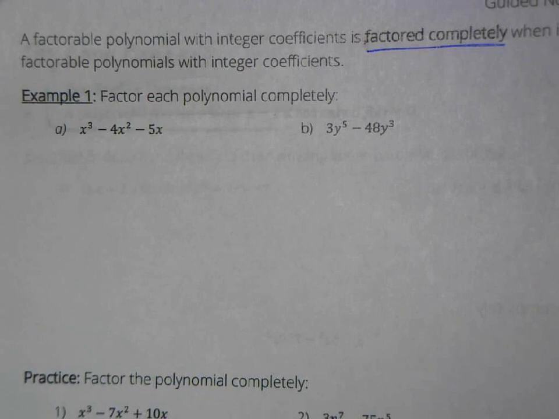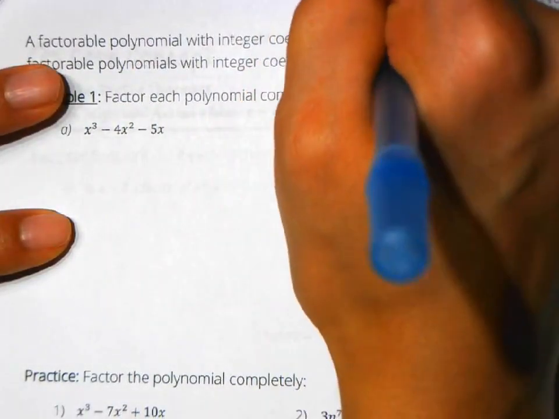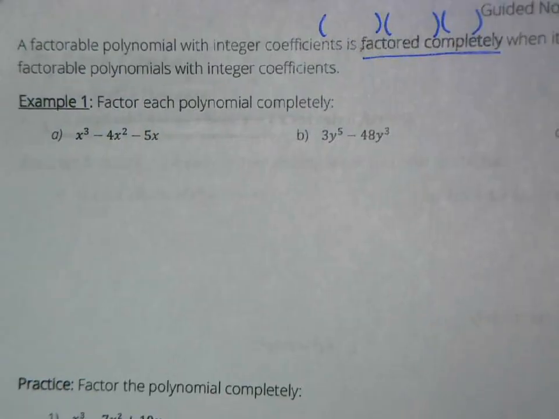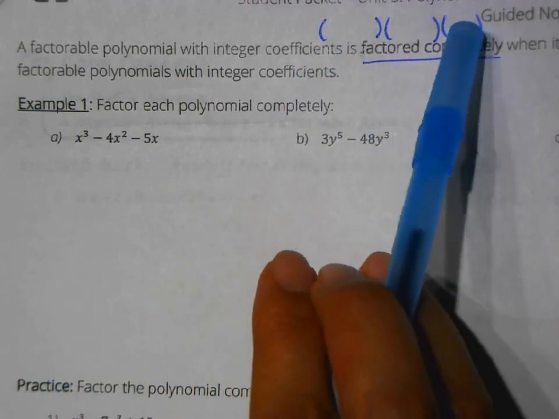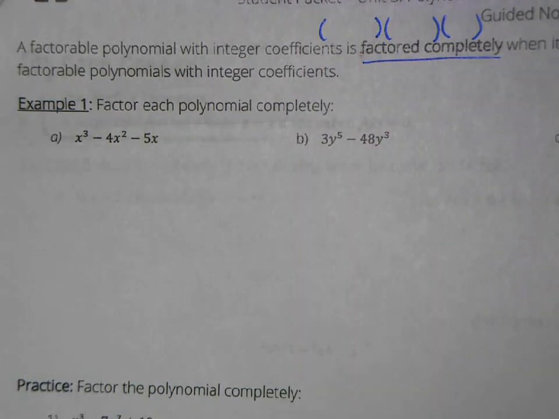What that means is that I am looking for something times something times something, however many times it takes for me to get to the polynomial. And each of these factors cannot be factored anymore in order to make it factored completely. So let's take a look at a couple.